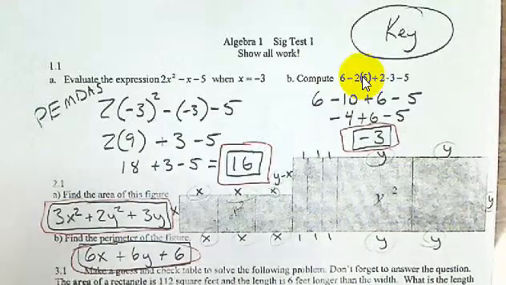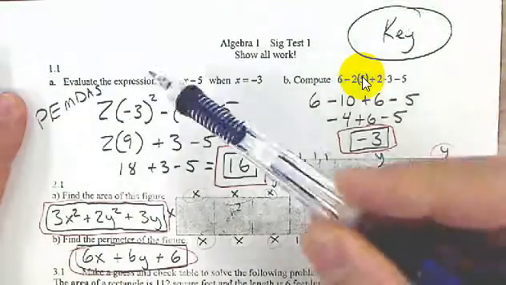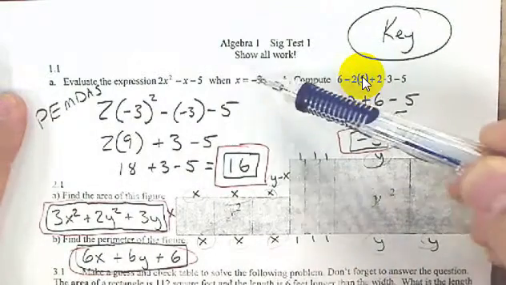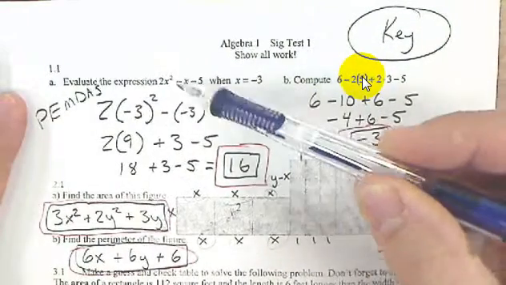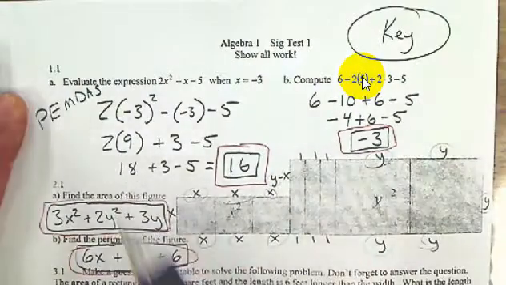Alright, this is our first Sig test, and I'm just going to go over the solutions real quick. Evaluate that expression when x is -3. So that means I plug in -3 for the x and for the x, and then I just do the order of operations.